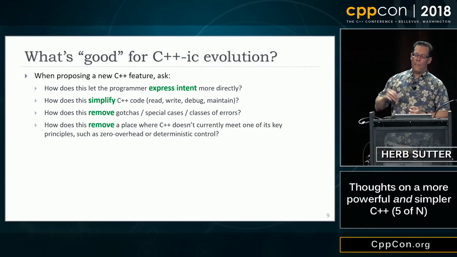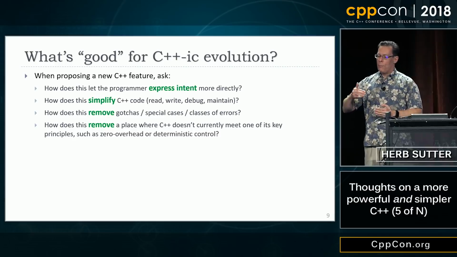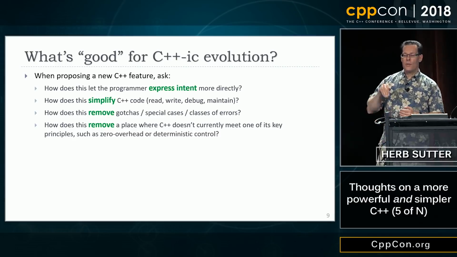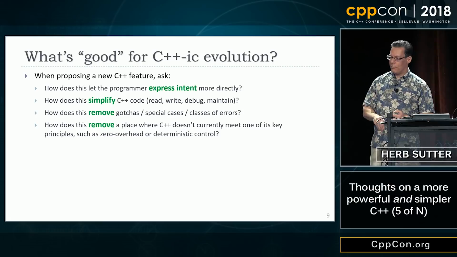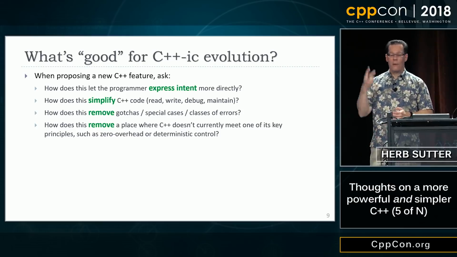Here's an interesting one. How does this feature remove a place where C++ today does not meet the zero overhead principle with its own features, or determinism principle? There are two such features.